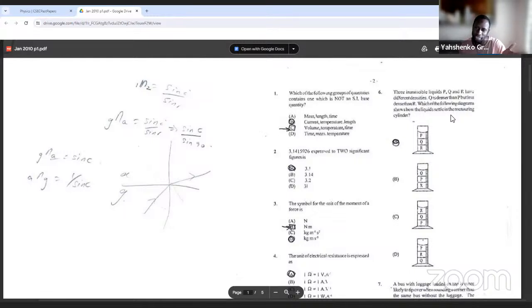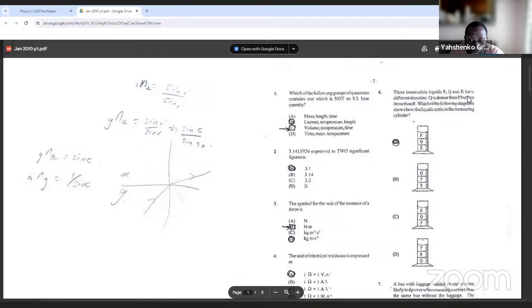But that already made sense to you. So we take a look. So P, Q, and R, right, have different densities. Q is denser than P. So the fact that Q is denser than P means that Q must be below P. Right? So anyone with Q at the top is out. All right, so Q must be below P.